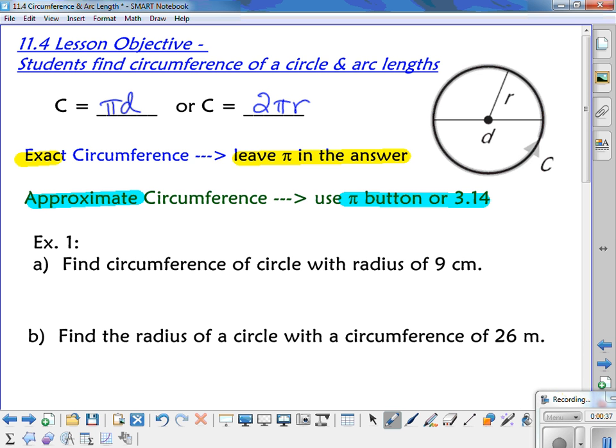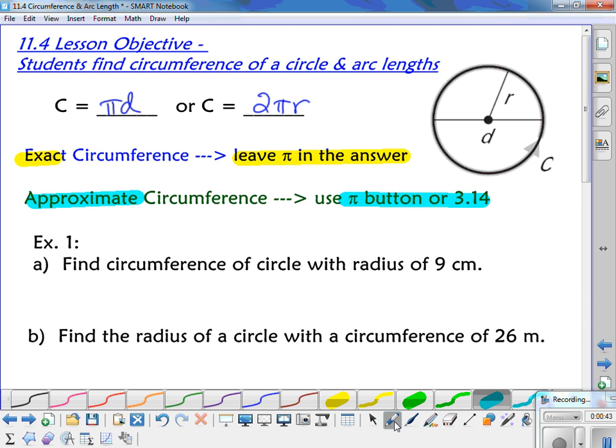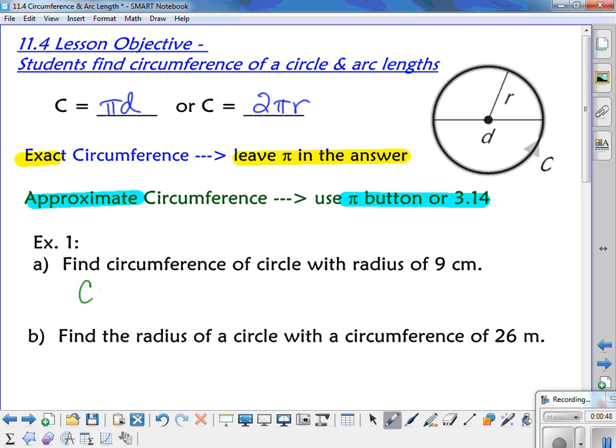So for example 1, we're going to find the circumference of a circle with a radius of 9 centimeters. Since they gave me the radius, I'll go ahead and use C equals 2 pi r. So that means I'm just doing 2 times pi times the radius of 9, or 18 pi. 18 pi would be the exact circumference. It didn't say exact, so I'll go ahead and find the approximate one.